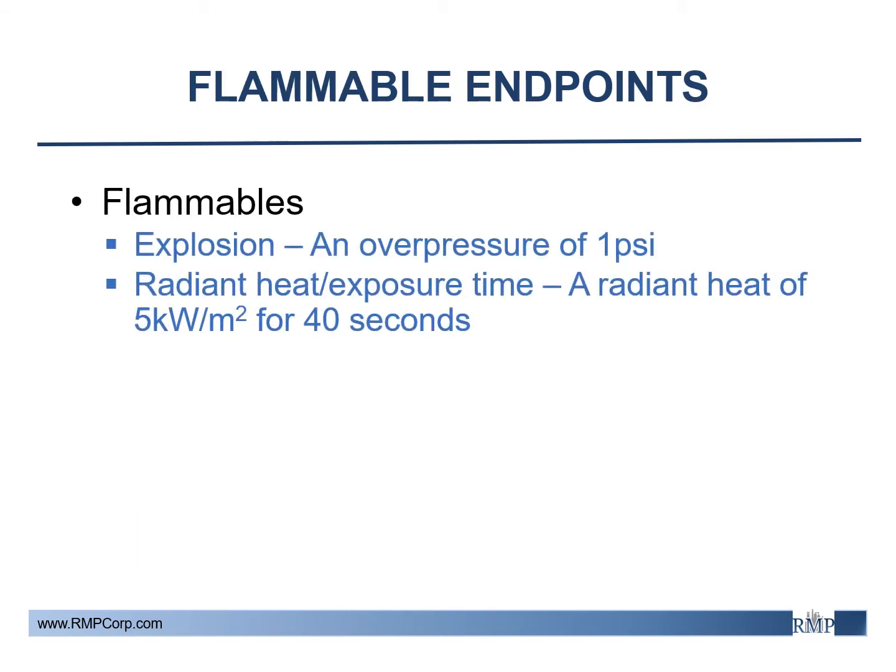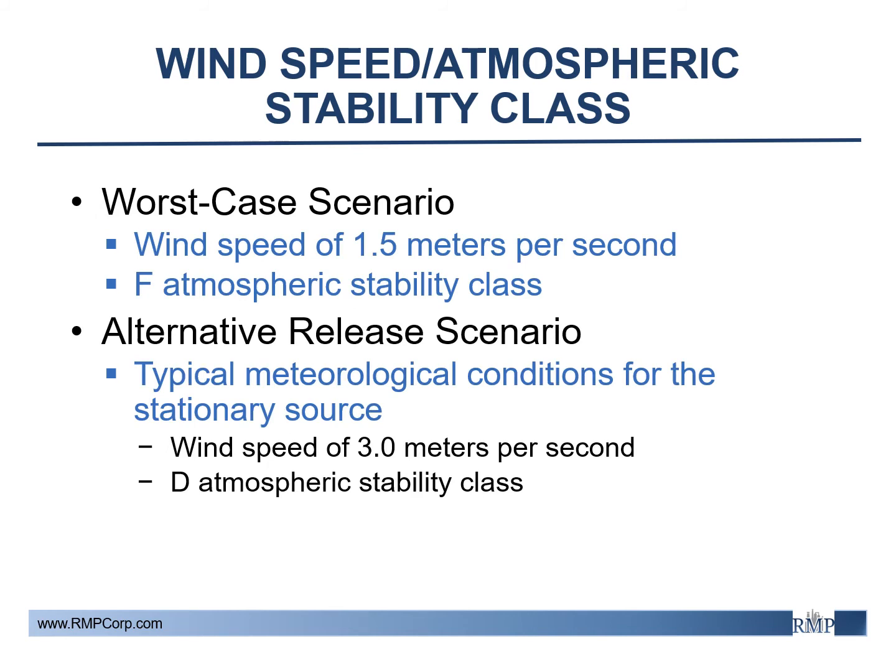For flammables, an explosion case is seen with an overpressure of 1 psi and a radiant heat exposure of 5 kilowatts per meter squared for 40 seconds. When modeling for the worst case scenario, the atmospheric stability class is as follows. The wind speed taken into account is 1.5 meters per second and an F atmospheric stability class. This minimizes convection and assumes that the flammable vapor cloud is at 100% of its saturated capability.